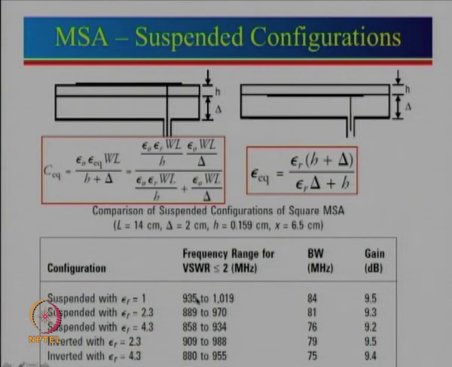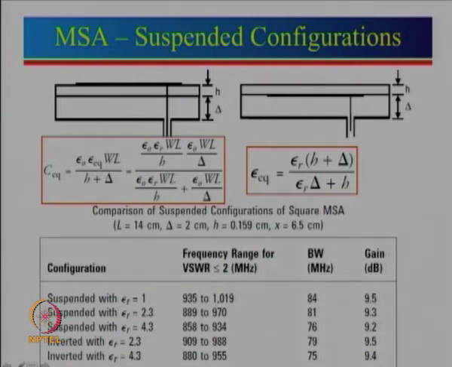In fact, bandwidth in megahertz may differ by 5 megahertz, but in reality, if you see the resonance frequency, let us just look at that. The lowest frequency was 935 for epsilon r 1. When we took epsilon r 2.3, it reduced to 889. Why? Because epsilon equivalent, instead of 1, has now become roughly 1.1, that is why this frequency is reduced. For epsilon r 4.3, one can calculate epsilon equivalent, and for larger values of epsilon r, epsilon equivalent will be slightly higher, so the resonance frequency is slightly lower. So, if I take the percentage bandwidth, the change will be very small.